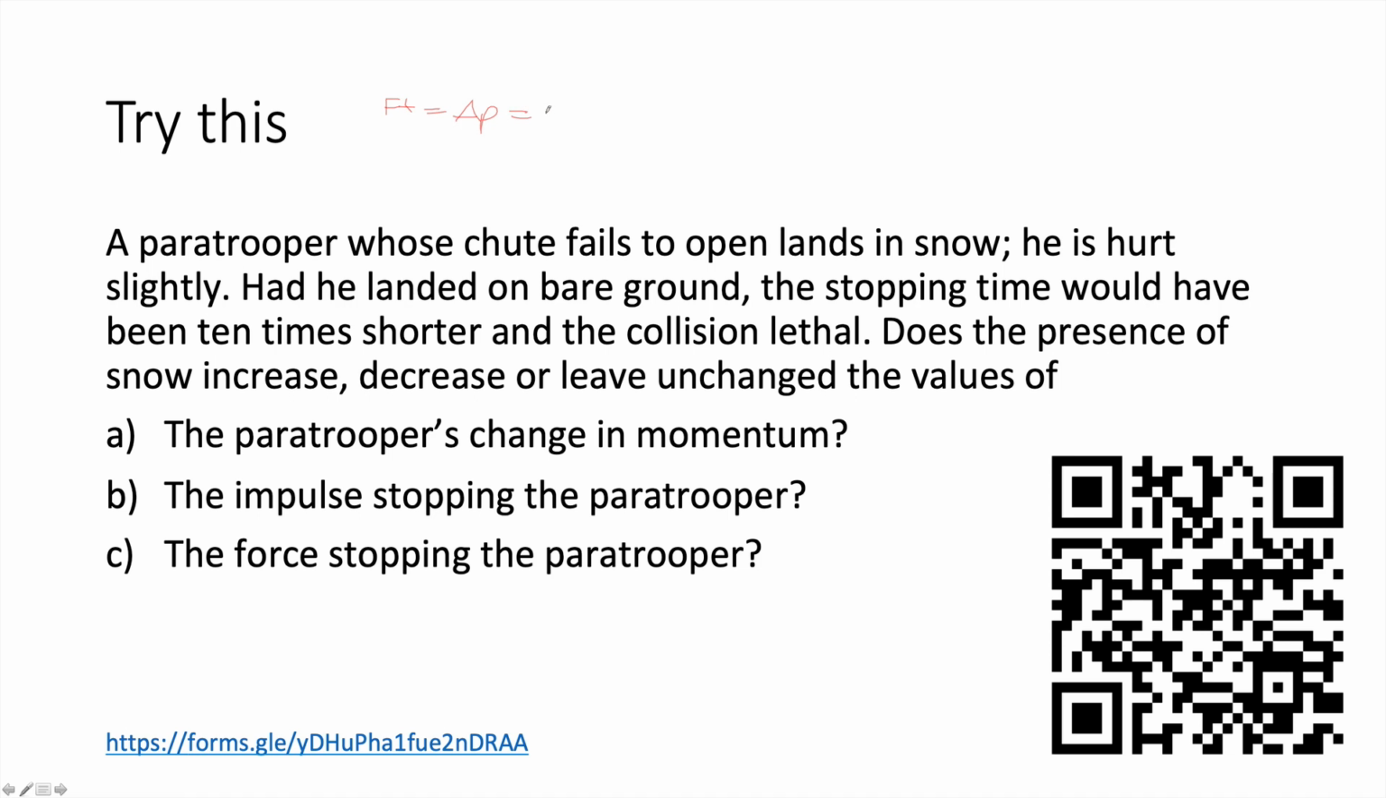And the change in momentum is equal to the mass times the final velocity minus the initial velocity. Now, the final velocity and the initial velocity are not changing, and the paratrooper's mass is also not changing. So the paratrooper's change in momentum remains the same. We're then asked about the impulse stopping the paratrooper. So the impulse is equal to the force times the time, and it's the same as the change in momentum. So if the change in momentum wasn't changing here, it can't be changing here either. So this one here is the same.